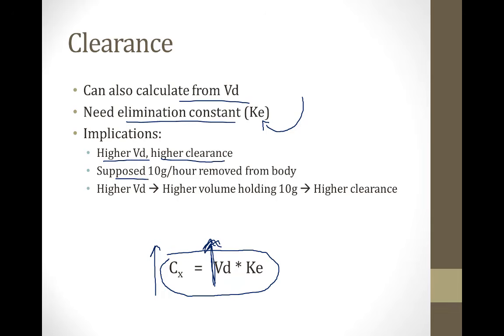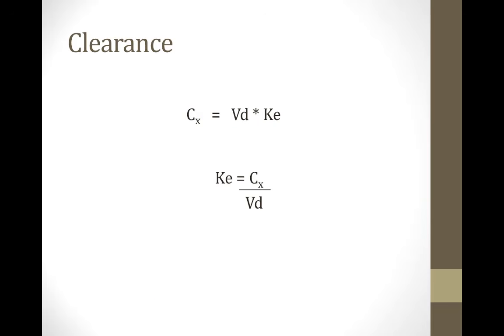And suppose 10 grams an hour is removed from the body. If you have a higher volume of distribution for the drug, there's a higher volume holding that 10 grams, and therefore you have a higher clearance per unit time. One of the reasons this equation can be confusing is because it's often illustrated as an equation to calculate the clearance from the volume of distribution and the elimination constant, but that's really not how it's usually used.